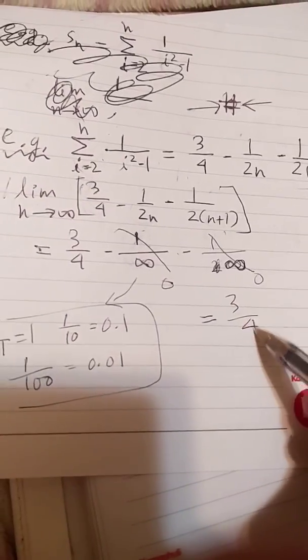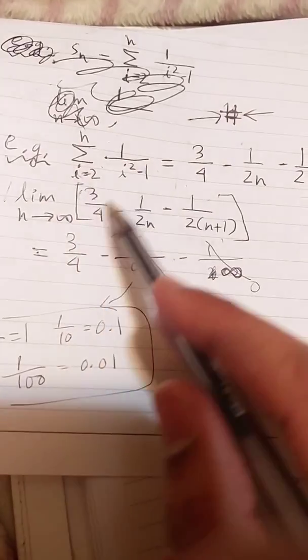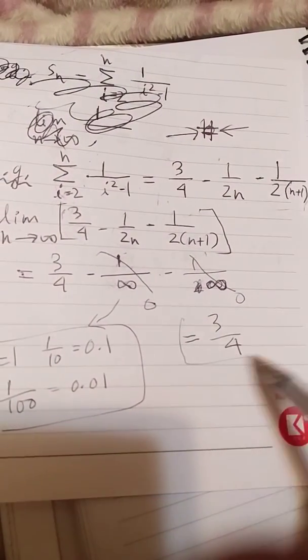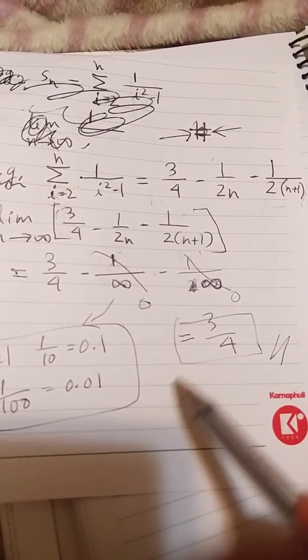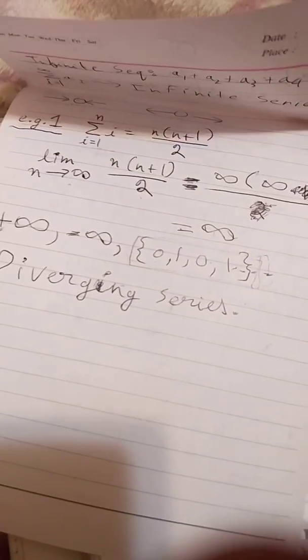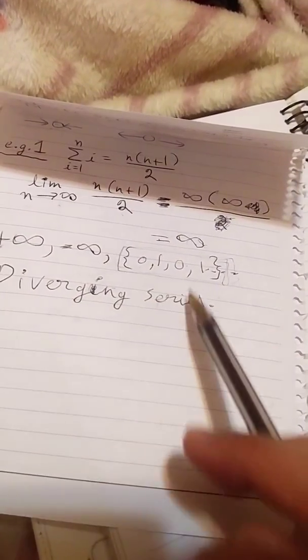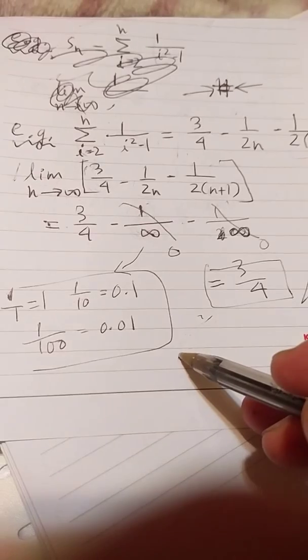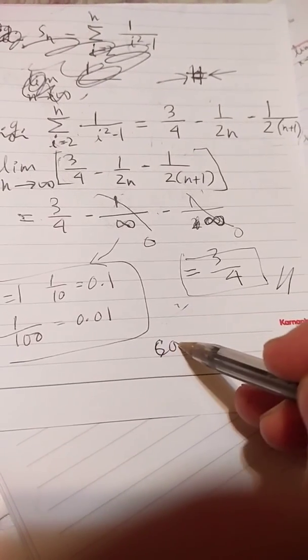3 over 4. So in this case, the limit as n approaches infinity of this whole term converges to a certain number. The limit reaches this number. In the previous case, if you remember, the limit was infinity. Infinity is not a number, but in this case we actually got a number. The limit as n approaches infinity is 3 over 4. So we say this is a converging series.